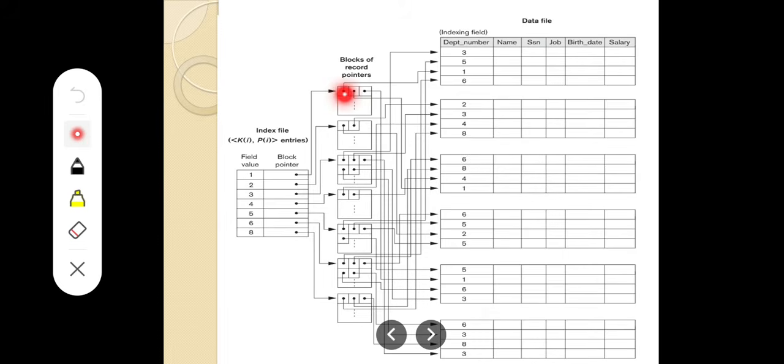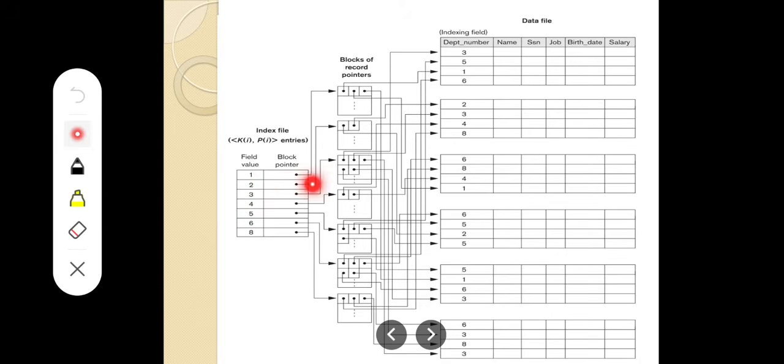So the first record pointer is pointing to the first one. The second record pointer is pointing to the second one. The third record pointer is pointing to the third one. Clear? So since there are three records with the value 1, there will be three record pointers. Clear? Next, field value 2.